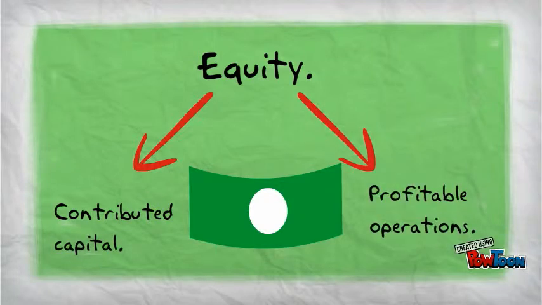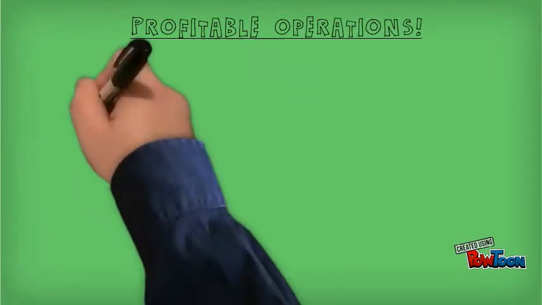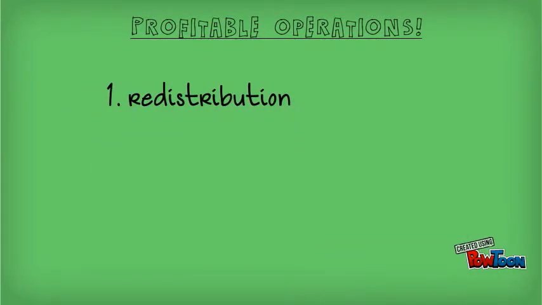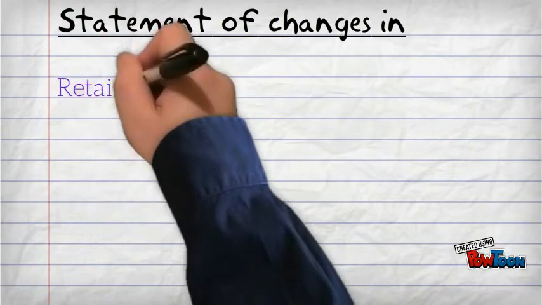Equity can be generated in 2 ways. The first is through contributed capital, defined as the resources that investors contribute to a business in exchange for an ownership interest. The second way falls under profitable operations. The profits formed can either be redistributed as dividends to owners or as retained earnings, which are profits kept in the business. The statement of changes in equity allows owners of a particular business to know that equity is distributed in the form of dividends, also showing changes in retained earnings over a specific period of time.